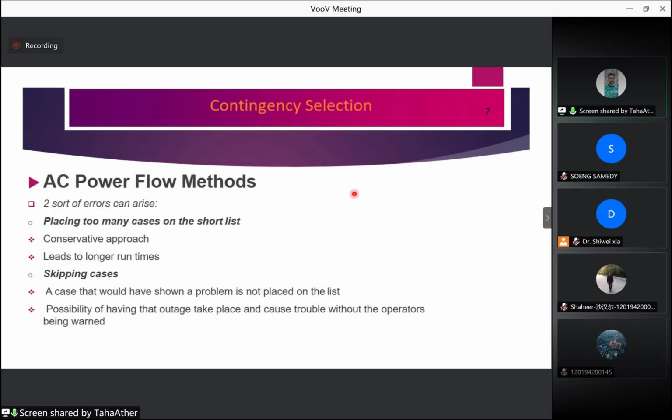Number two is the skipping of cases. Here, as I have already told you, we will select only the violations of overload and voltage. So we will be excluding some of the major problems from the list. So a case that would have shown a problem is not placed in the shortlist, possibly resulting in the outage taking place and causing trouble without the operator being warned. So this is also a drawback of this procedure.